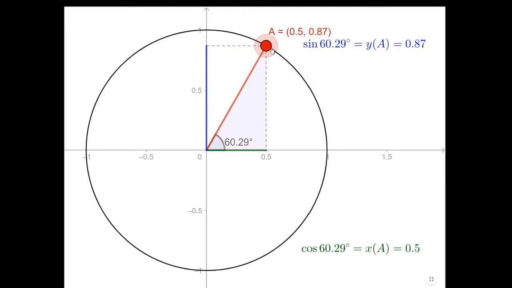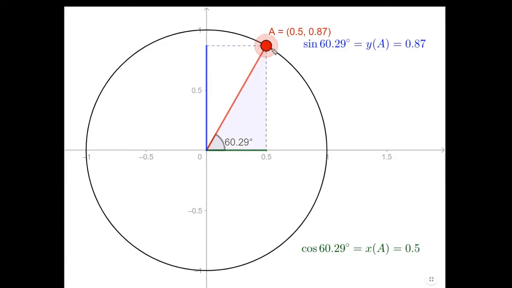See, now what is it? What are these things? 0.87, 0.5. These are actually the x coordinate and the y coordinate. What is the x coordinate? The x coordinate is the horizontal distance from the origin, and that is 0.5. What is the y coordinate? 0.87, the vertical distance from the origin. This part, and that is 0.87.